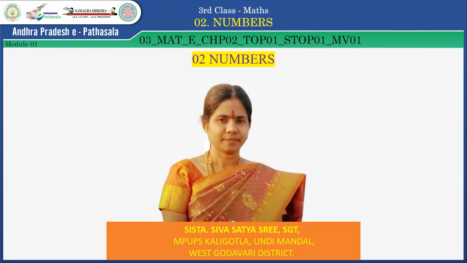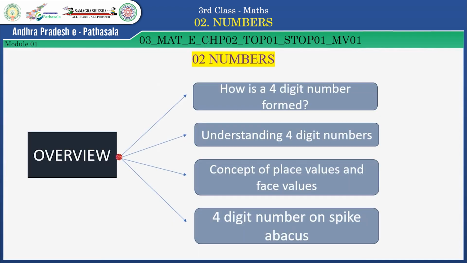Now I am going to teach third class mathematics chapter Numbers. Students, let us go to the overview of the chapter. This chapter is basically divided into four parts. They are how a four-digit number is formed, understanding four-digit numbers, concept of place values and face values, and four-digit number and spike abacus. Before entering into the chapter, let us know the objectives of the chapter.